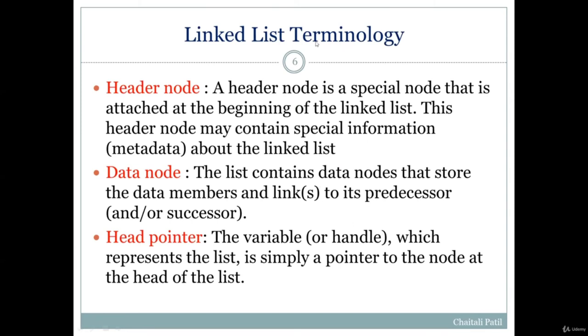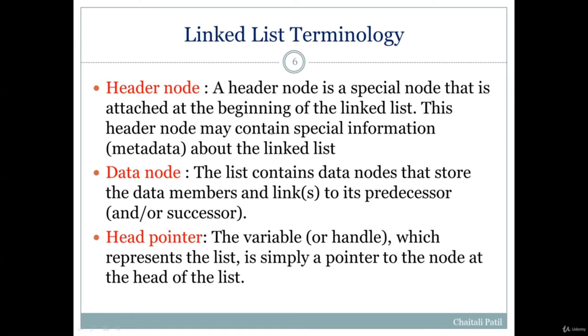Linked list, there are some terminologies. We will see that. First is a header node. A header node is a special node that is attached at the beginning of the linked list. This header node may contain special information. It is called metadata. This data stores the information about the linked list.